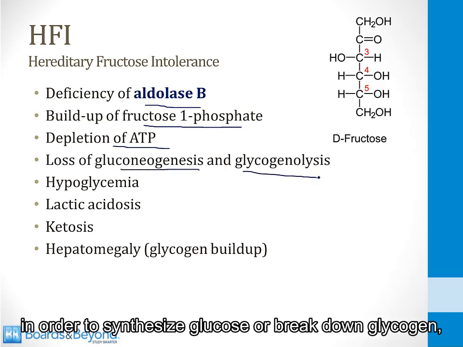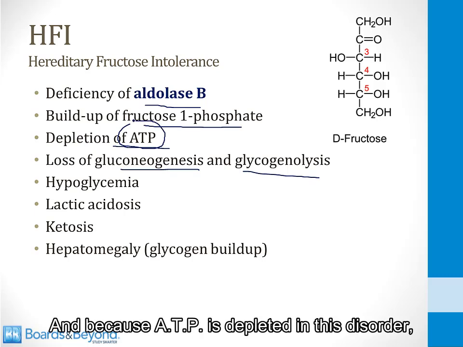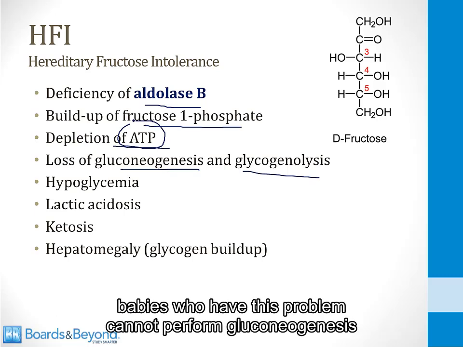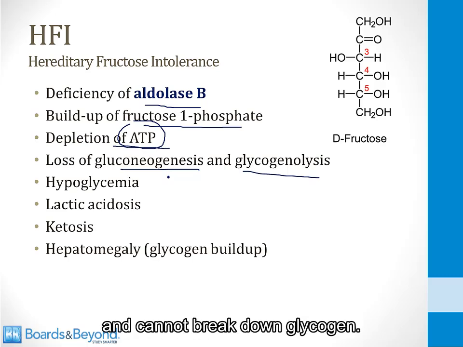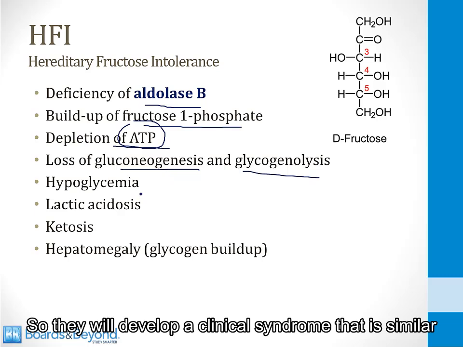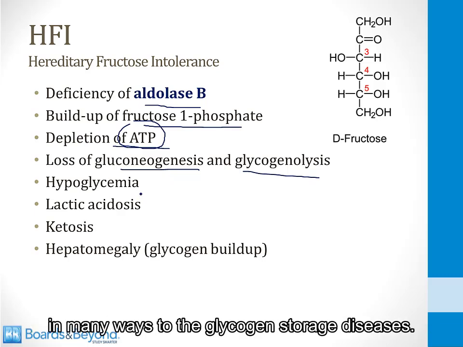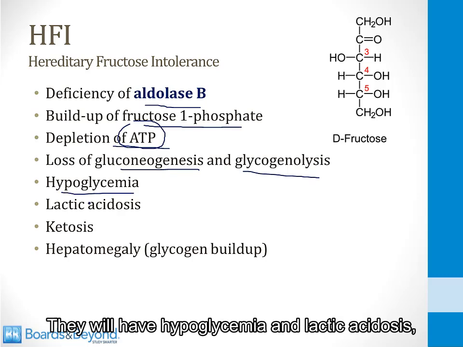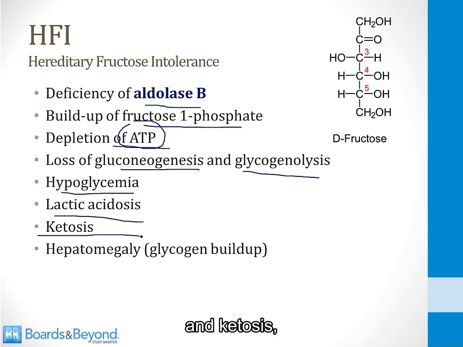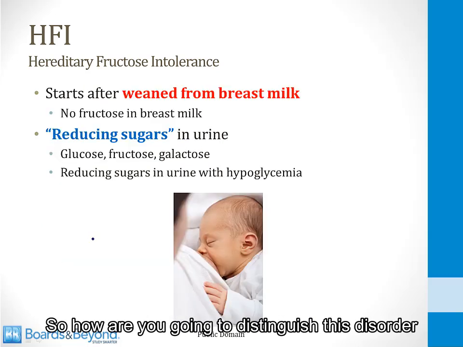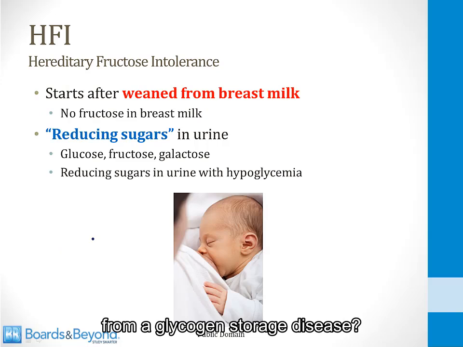In other words, in order to synthesize glucose or break down glycogen, you need ATP. And because ATP is depleted in this disorder, babies who have this problem cannot perform gluconeogenesis and cannot break down glycogen. So they will develop a clinical syndrome that is similar in many ways to the glycogen storage diseases. They will have hypoglycemia and lactic acidosis and ketosis, and they can even have hepatomegaly from glycogen buildup. So how are you going to distinguish this disorder from a glycogen storage disease?